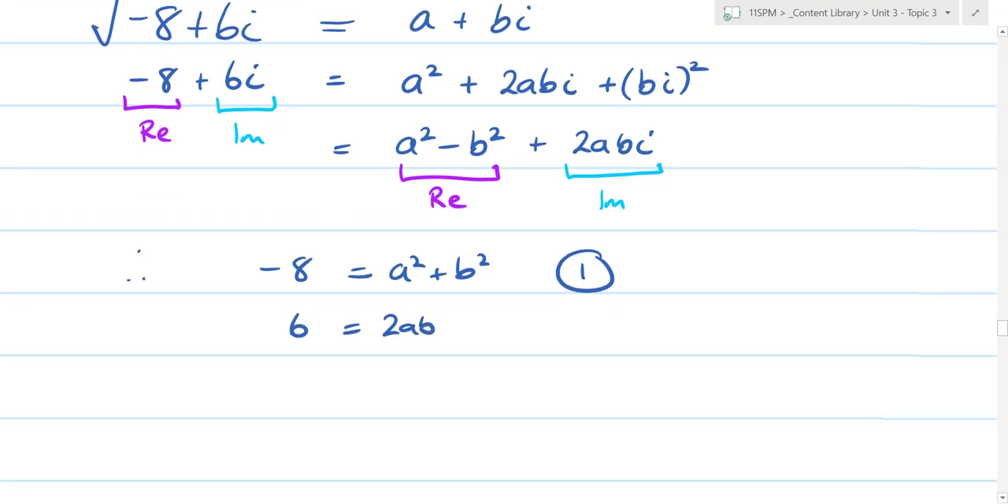So say that again. It is a squared minus b squared, right, yep.